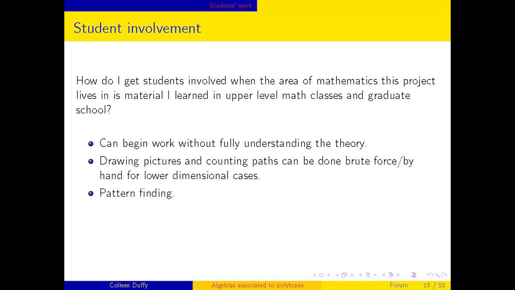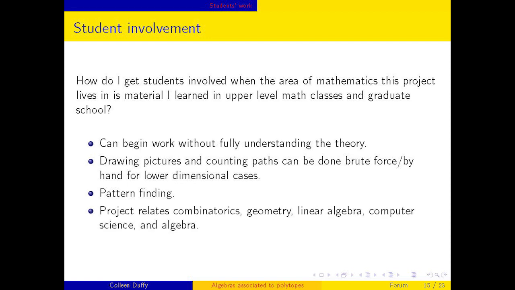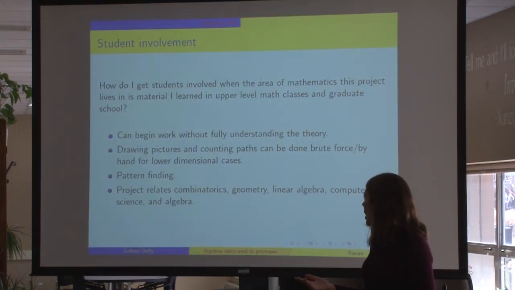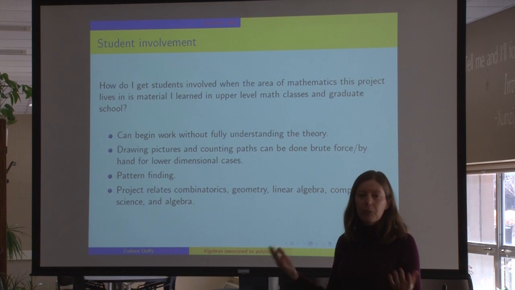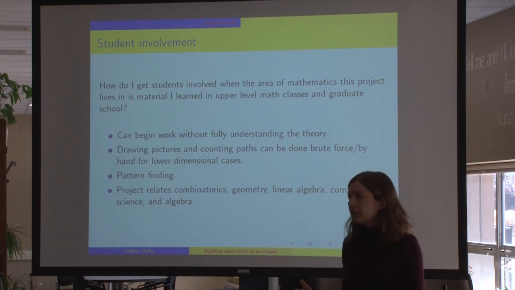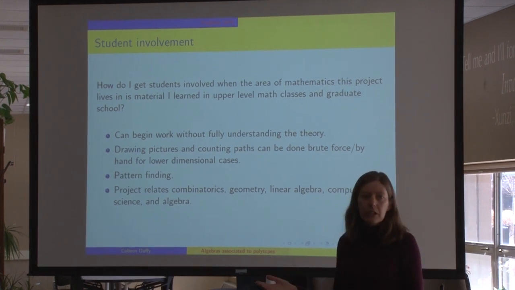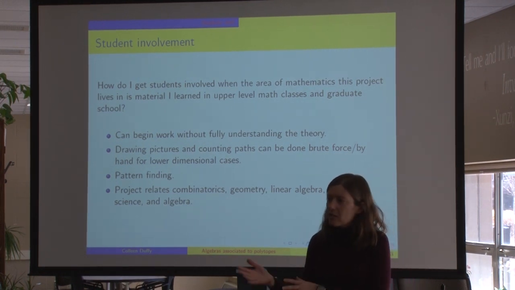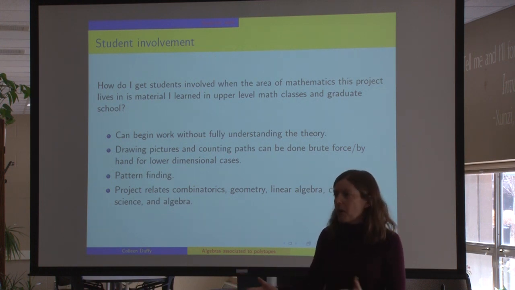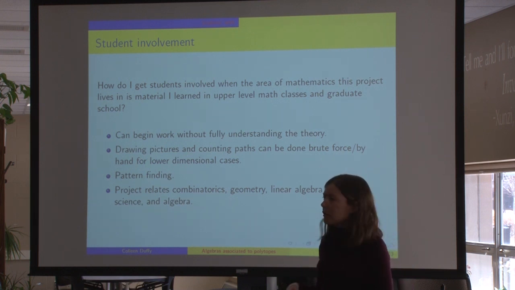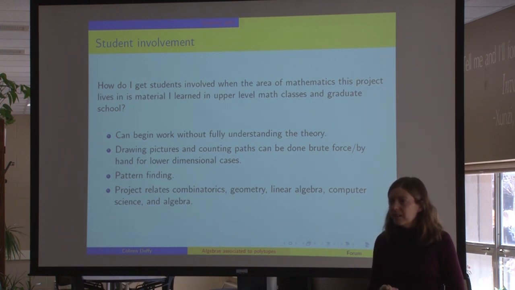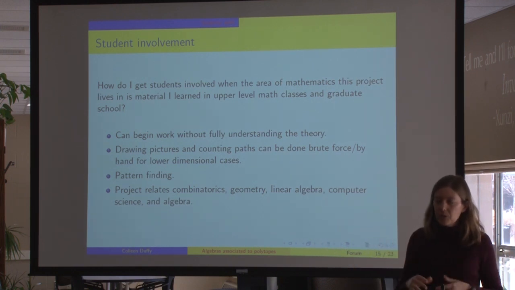Another thing is that this topic actually combines the area of math of combinatorics, which is the fancy word for counting, geometry, linear algebra, computer science, algebra in general. So because it's pulling from a lot of different fields, you can start with a lot of different interest levels. So I have sometimes computer science majors working on the project who understand the math enough to know how to program, but they don't have as much of the math background. I usually require a linear algebra background to begin working on this project so they at least have some familiarity with these types of abstract objects, this sort of abstract thinking.